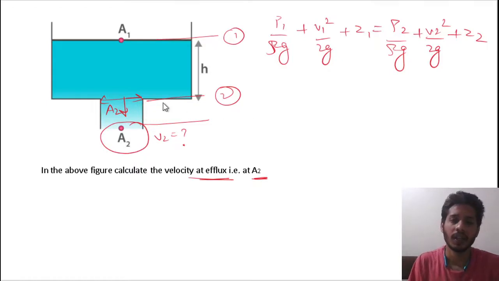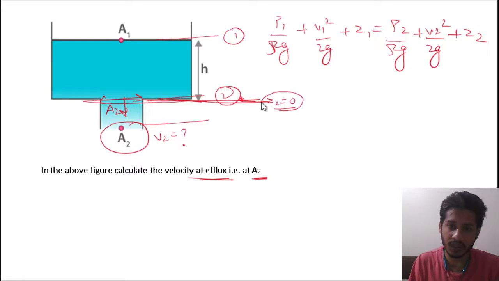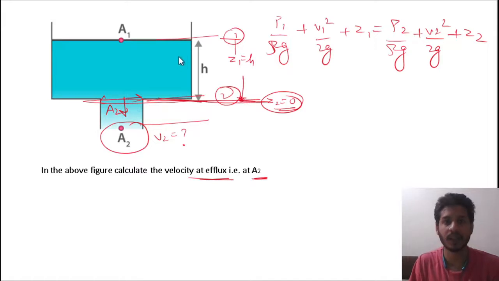Let us consider this as the datum. This is basically your baseline. From the baseline, this height is 0, since this is the baseline, and this height is considered Z1, which is equal to h at section 1. Also, here the velocity will be V1.